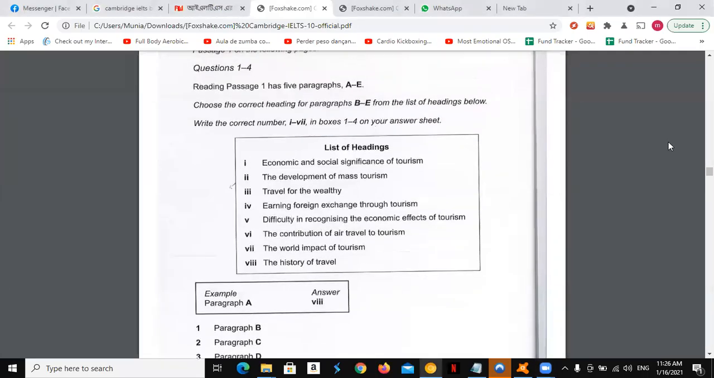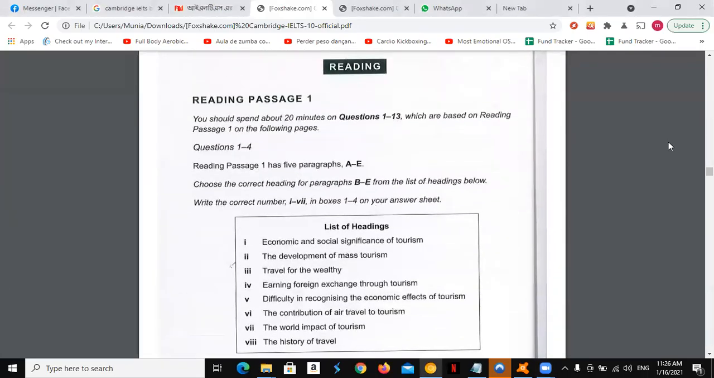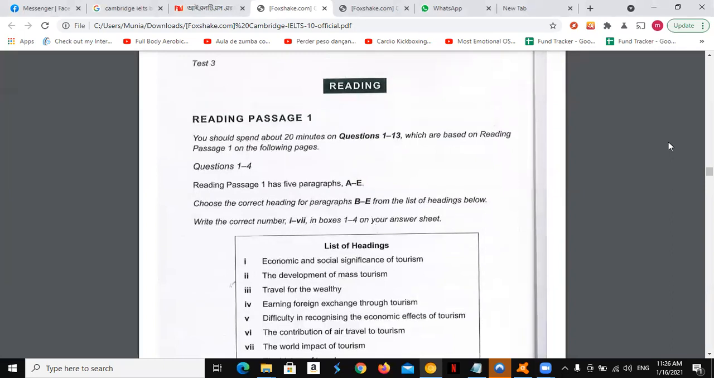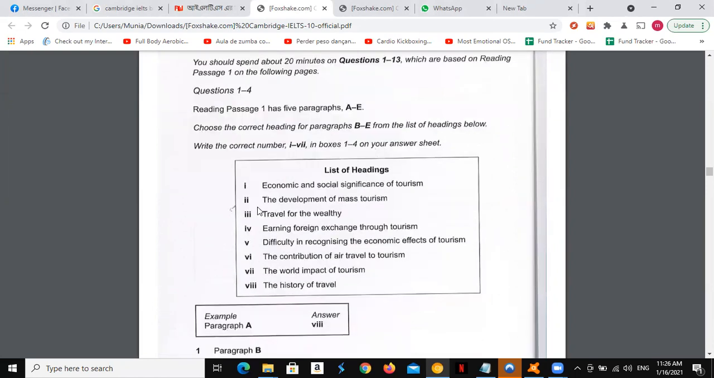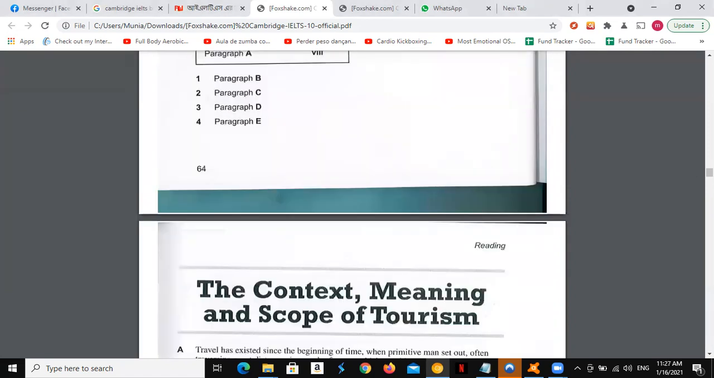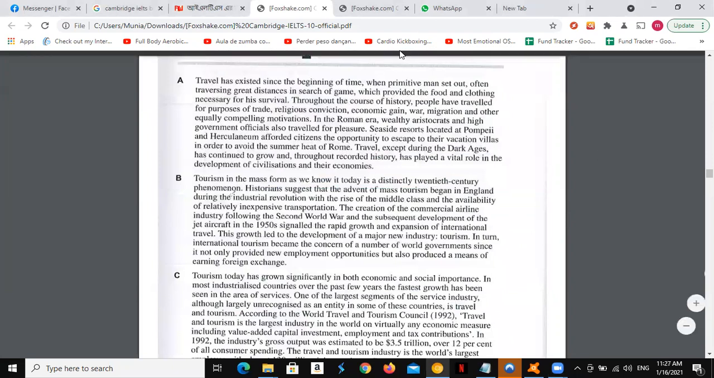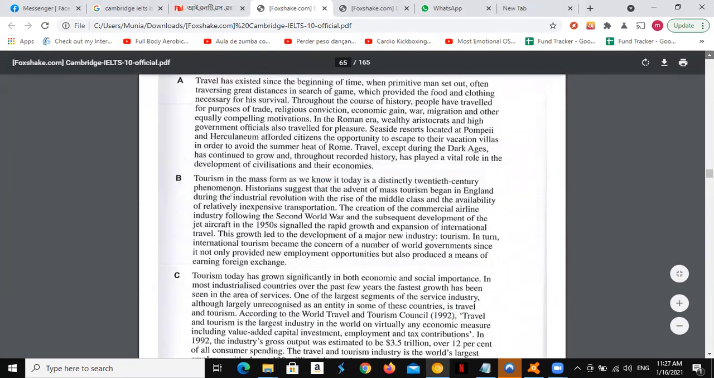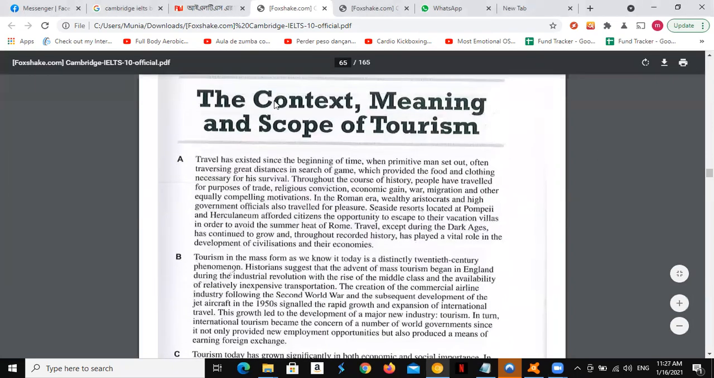This question is from Academic IELTS Cambridge Book 10, Test 3. My first step is to skip reading the headings in the list when you get the question. Just go to the paragraph and start from the beginning with the title first: The context, meaning, and scope of tourism.